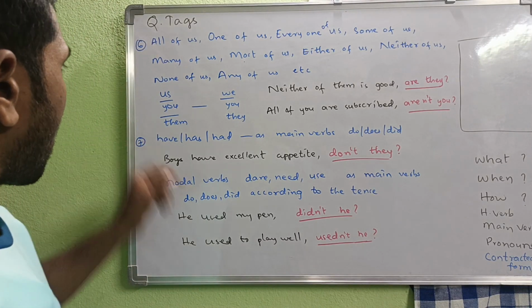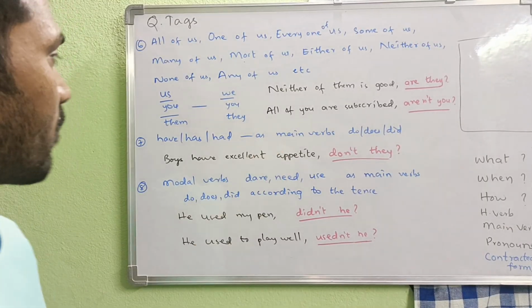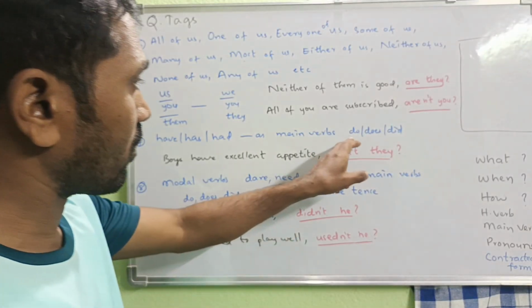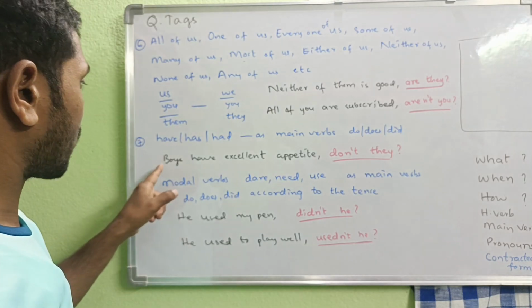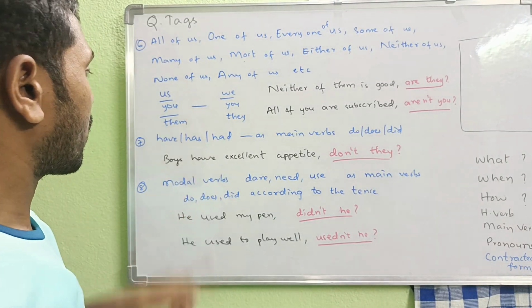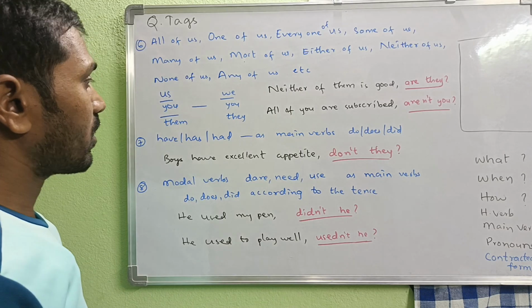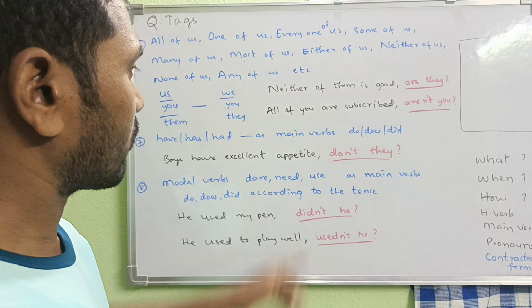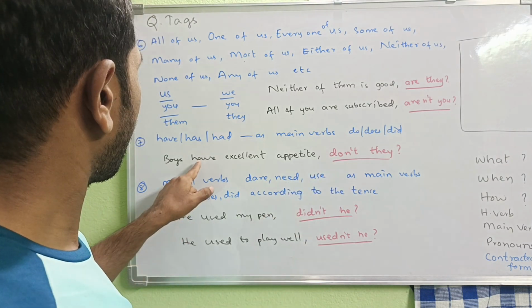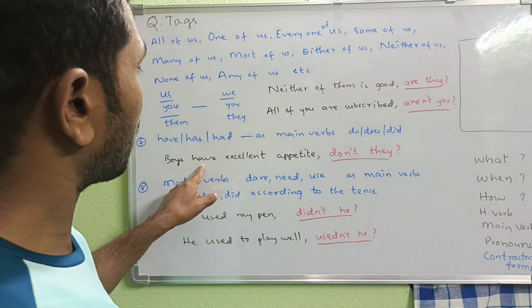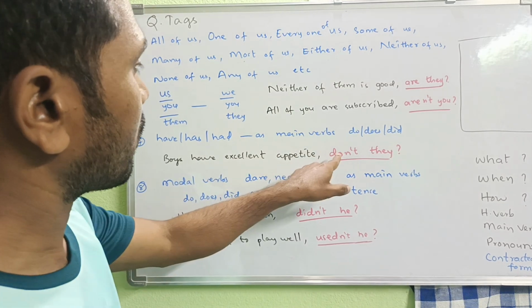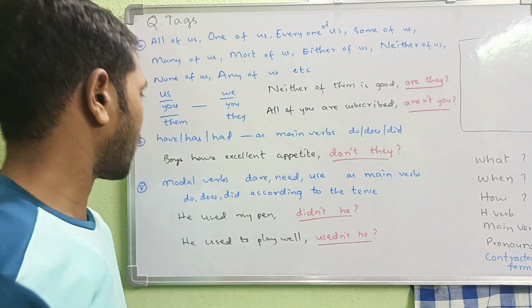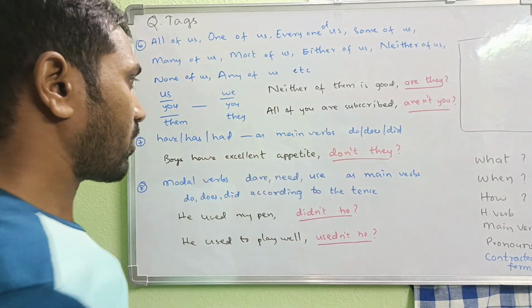And the next rule is have, has, had as main verbs. If you find these have forms as main verbs, then we have to use do, does, did. Very, very important. This example is given in our 8th class textbook. Boys have excellent appetite. Here have is used as a main verb, so that is why we have used do, and the statement is positive. That's why we have used negative. Next, don't, and boys is plural. That is why they we have used.